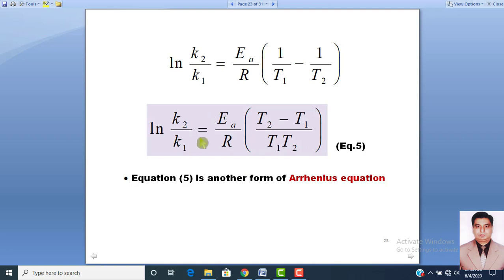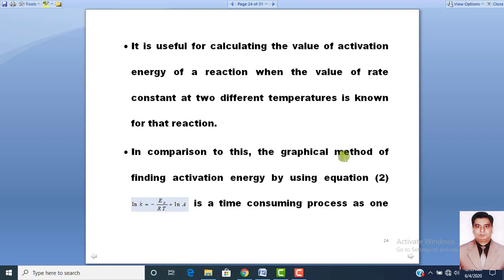And you can apply this Arrhenius equation at two different temperatures. At temperature T1 there will be rate constant K1, and at temperature T2 there will be rate constant K2. So you can find out ln K2 over K1 by using this equation number 5. Dear students, this equation is very useful for calculating the value of activation energy of a reaction when the value of the rate constant at different temperatures is known.